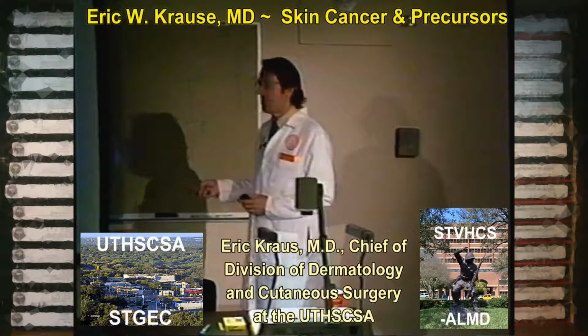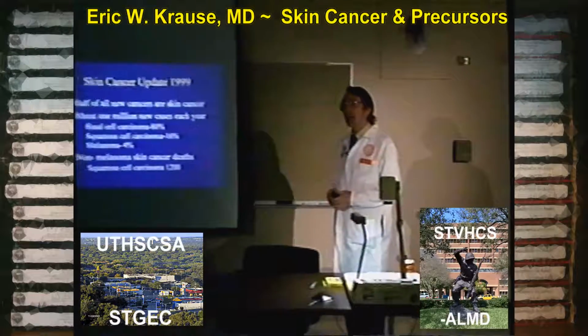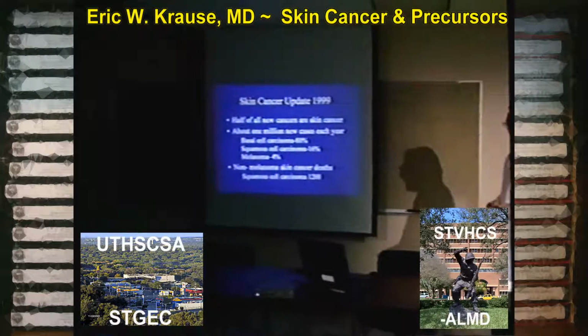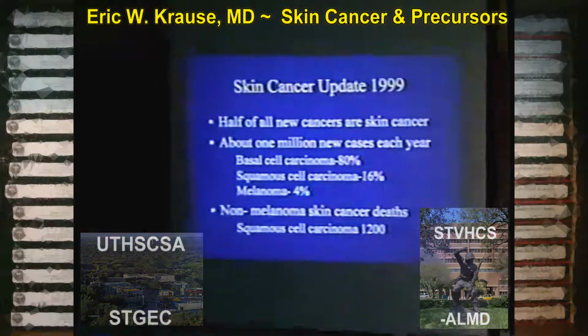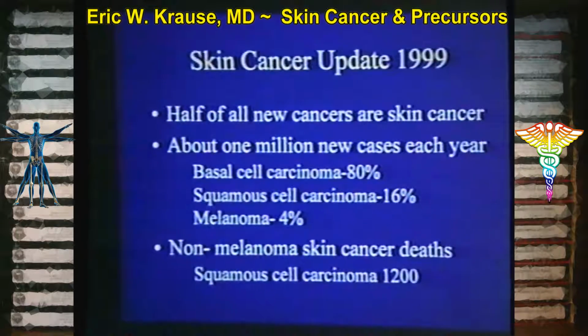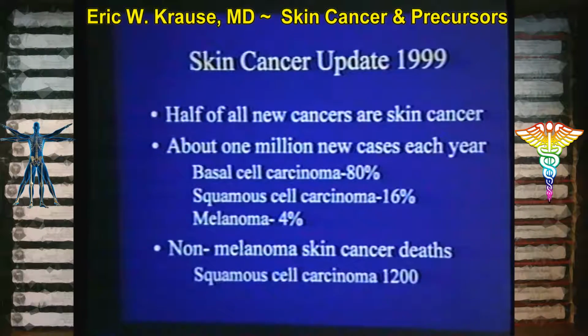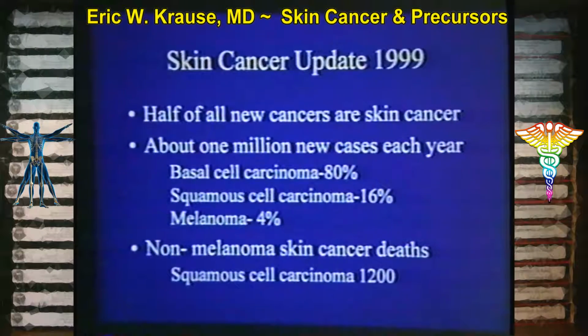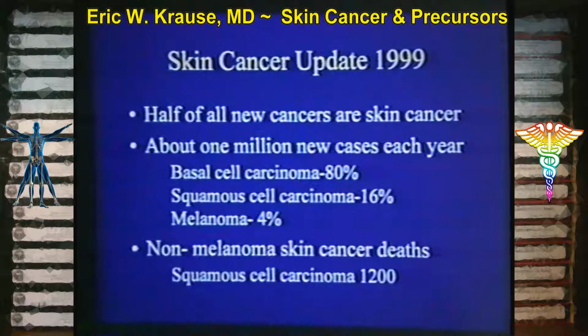I realize that this was in the old millennium back in 1999, but these statistics are fairly valid. Talking about skin cancer update 1999, half of all new cancers are skin cancer. So if you're talking about cancer in general, 1 out of every 2 will represent a skin cancer. On the slide it says about 1 million new cases each year. I think that's a gross underestimate. I think we may see that many just here at the VA in San Antonio.